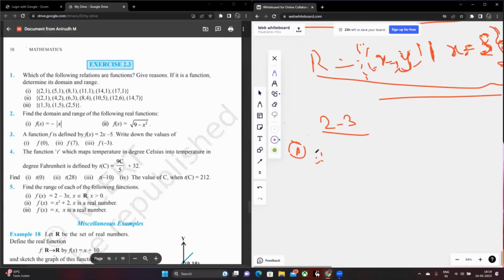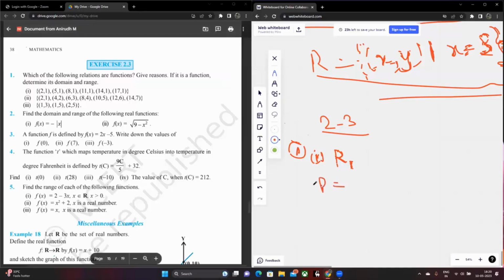The first subpart is 2, 1, 5, 1, 8, 1, 11, 1, 14, 1, 17, 1. I'm not writing this again, I'm basically denoting this as R1. So your R1 is basically each element of the domain being mapped to the same element, that's 1. Since 1 has a pre-image 2 or 5 or 8 or 11 or 14 or 17, but the pre-images have only one image.